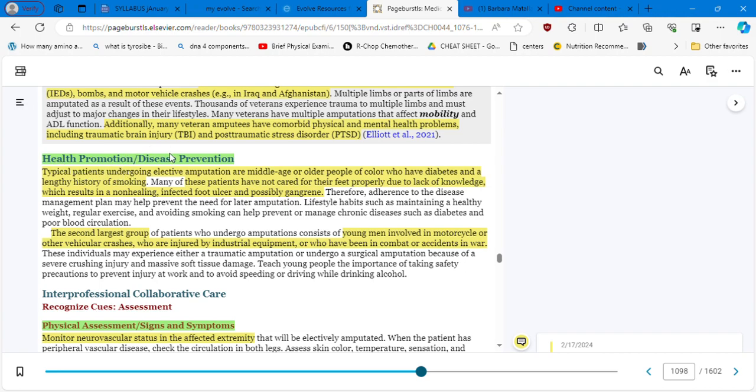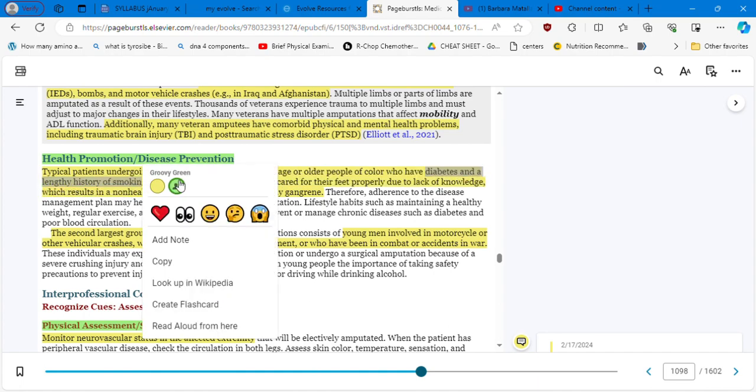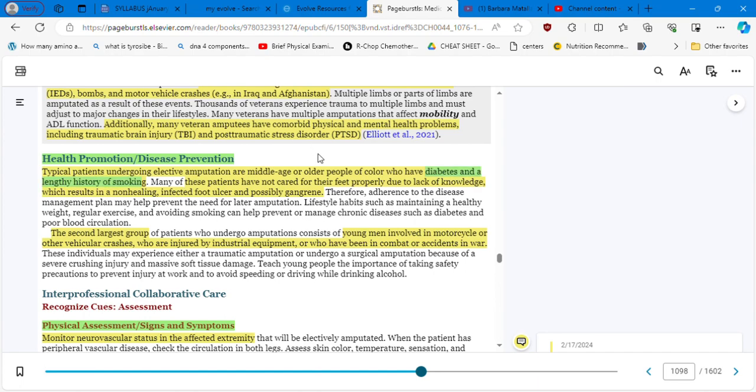Okay, health promotion, disease prevention. Typical patients undergoing elective amputation are middle-aged or older people of color who have diabetes and a lengthy history of smoking. So there you go. You have two things that are preventable, right? Diabetes can be treatable, preventable, if you get the right nutrition and follow lifestyle changes, and smoking. These patients have not cared for their feet properly due to lack of knowledge, which results in non-healing, infected foot ulcer, and possible gangrene, which is necrotic, right?